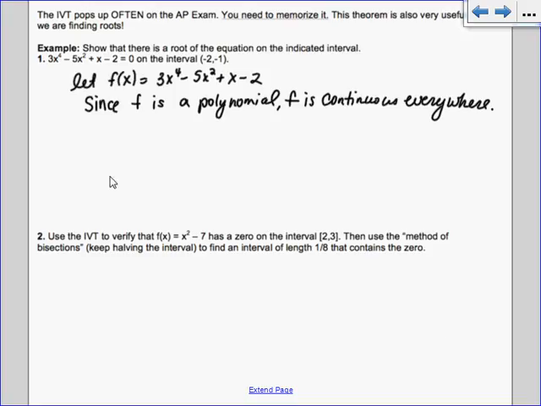All right, so we have the endpoints -2 and -1. Those are going to be what we plug into the f function. So we're going to find f of -2, and we're going to find f of -1. So f of -2, we're going to plug in -2.